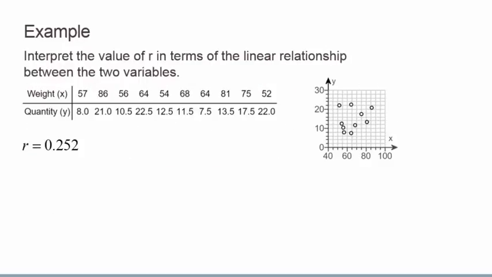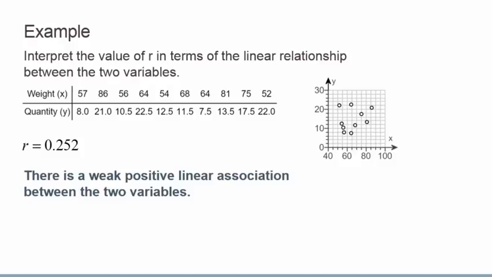Continuing, interpret the value of R in terms of the linear relationship between the two variables. Since 0.252 is much closer to 0 than to 1, there is a weak positive linear association between the two variables.